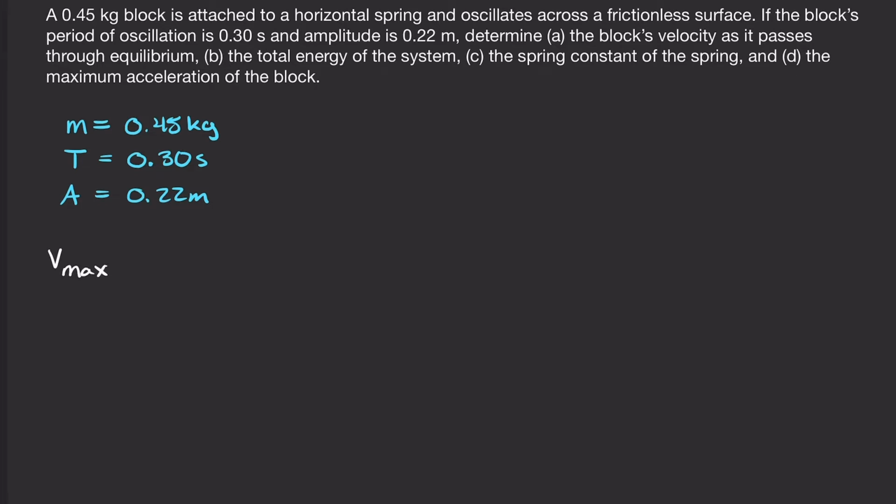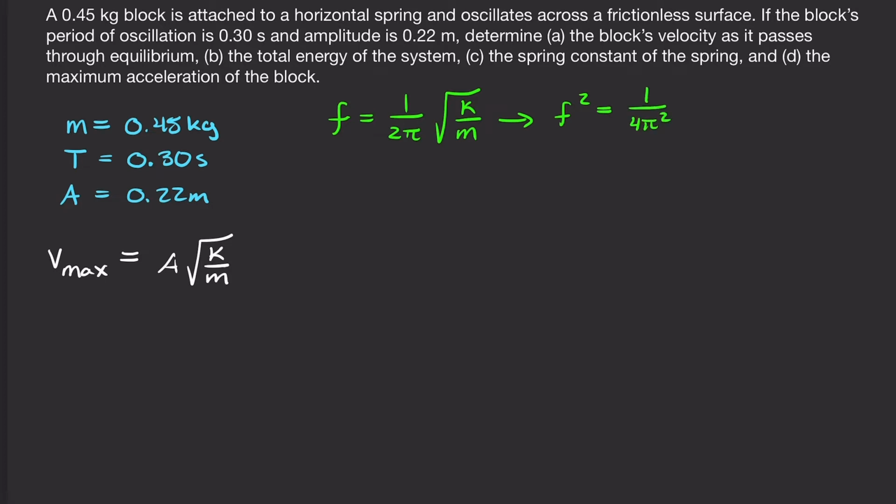And we know our formula for the maximum velocity is the amplitude times the square root of k over m. So we have the amplitude and we have the mass, so we need to find our spring constant k. So in order to find k, we're going to use the frequency. So our formula for frequency is f equals 1 over 2 pi times the square root of k over m. So now if we just solve for k, first I'm going to square everything, get f squared equals 1 over 4 pi squared, and then everything in the square root will just come out, k over m.